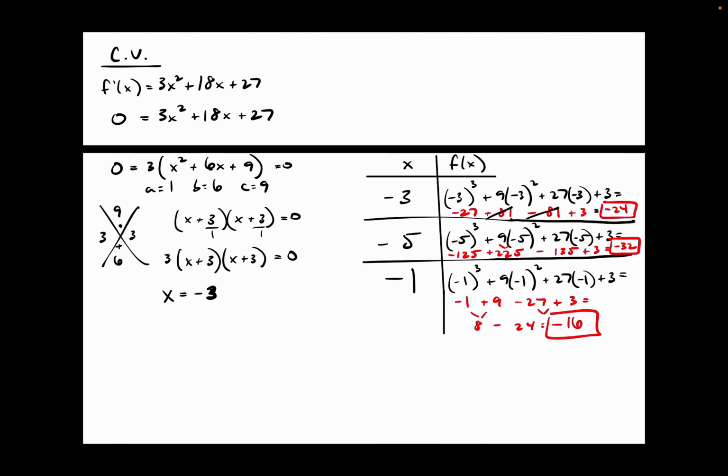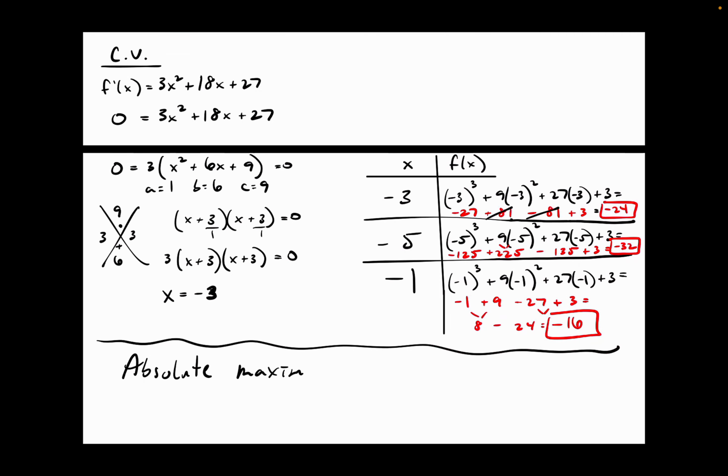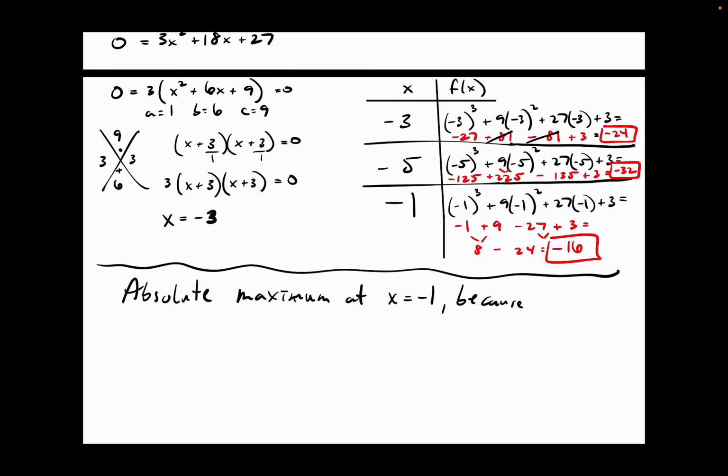So let me finish this one. Relative, so we would say absolute maximum at x equals -1 because it has the highest y value, because y equals -16. Something like that.